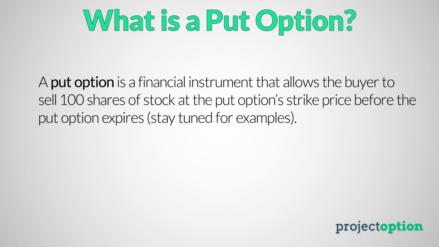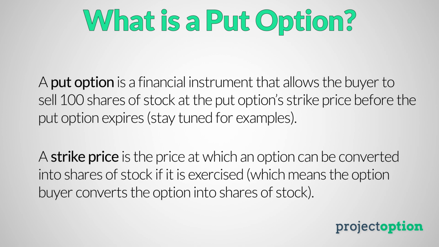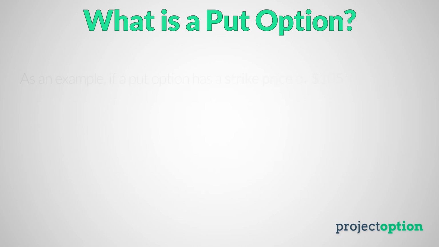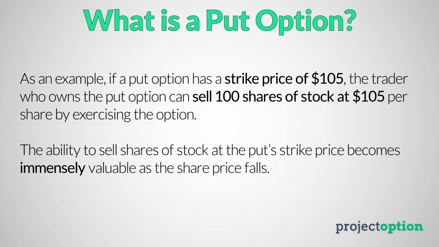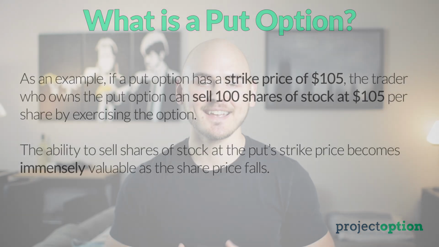In options trading, a strike price is the price at which shares will be traded if the put option, or the option contract in general, is exercised. If a contract is exercised, that means the person who bought that contract is choosing to convert that option into shares of stock. With a put option, if a put option buyer exercises the put option, that means they are deciding to convert the put option into short shares of stock at the put option strike price. Now all that means is that if they exercise the put option, they will sell 100 shares of stock per put option at the put option's strike price.